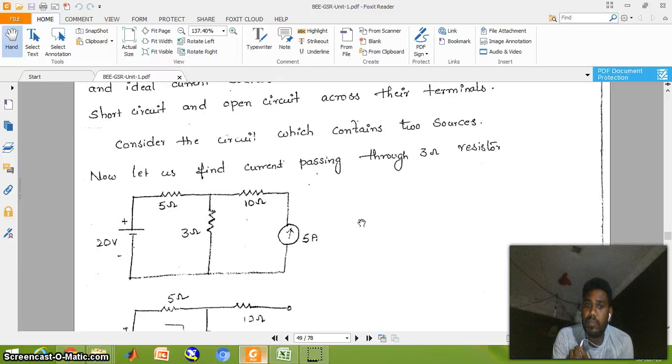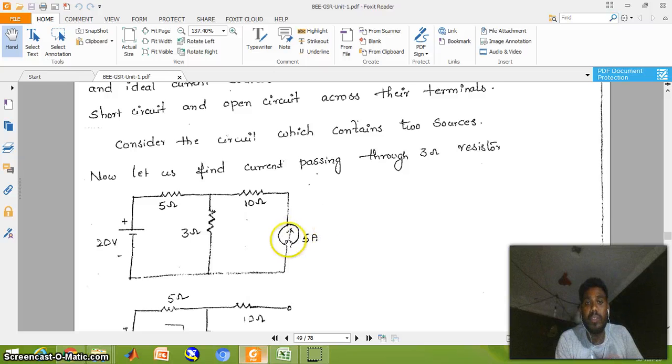Now let us find the current passing through the 3 ohm resistor by using the superposition theorem. Here consider one network, one circuit. Calculate the current through the 3 ohm resistor in that circuit by using the superposition theorem. Here two voltage sources are there. According to the superposition theorem, one source is active, another source is inactive.